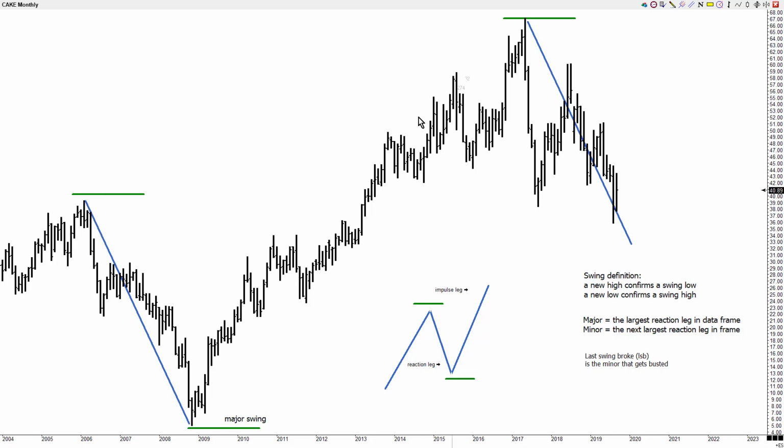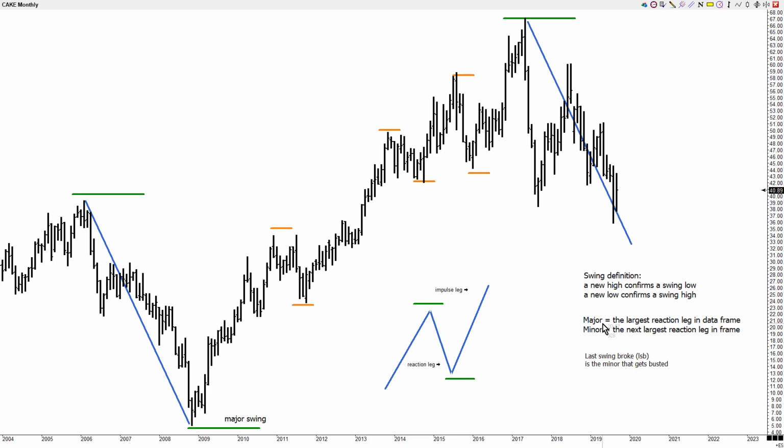A new high confirms a swing low. Okay, we have a swing definition. A new high confirms a swing low. A new low confirms a swing high. So the first thing we do in a chart is we come in here and we mark our swing lows and swing highs, right? So we see all of these are swings. They meet the definition. You make a new high, it's a low. Confirmed. All of these are swings.